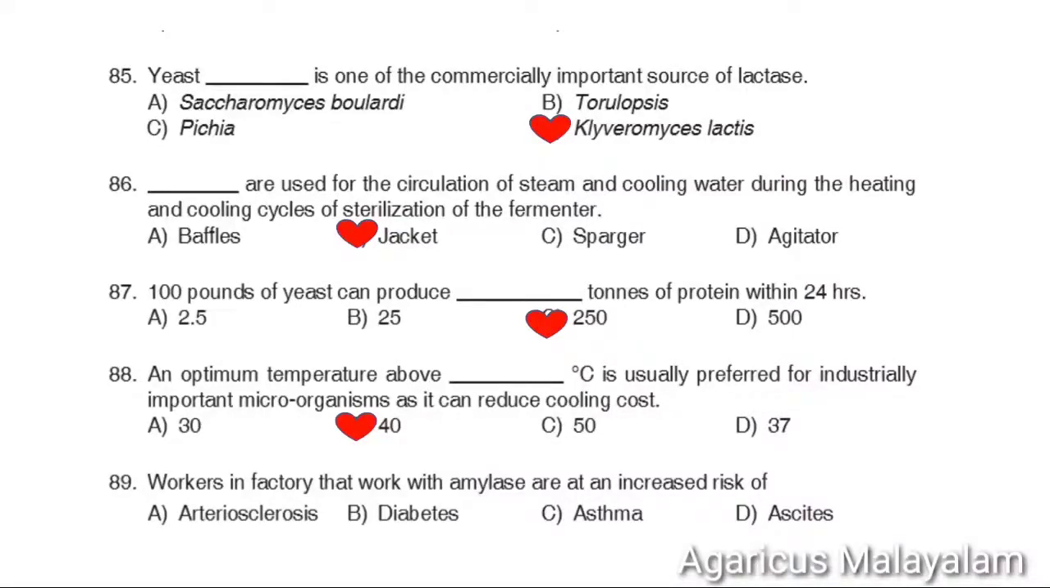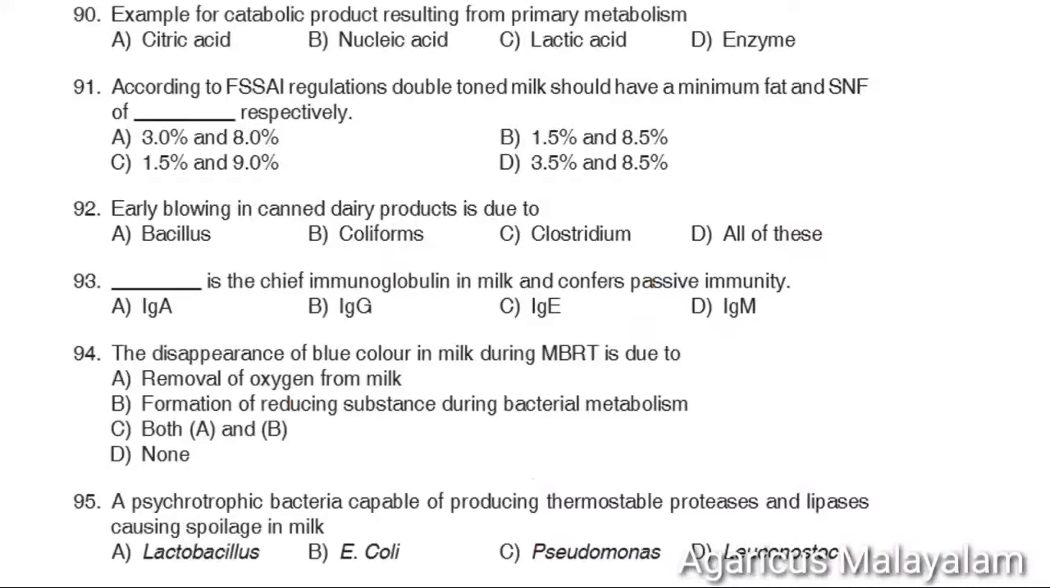89. Workers in factory that work with amylase are at an increased risk of. Correct answer is option C, asthma. 90. Example for catabolic product resulting from primary metabolism. Correct answer is option C, lactic acid. 91. According to FSSAI regulations, double toned milk should have a minimum fat and SNF of dash respectively. Correct answer is option B. Option C, 1% and 9%.